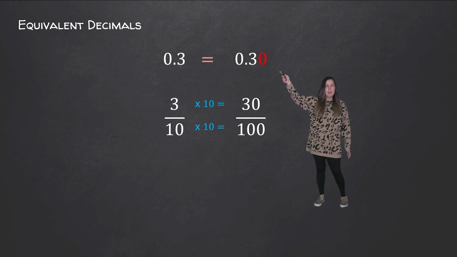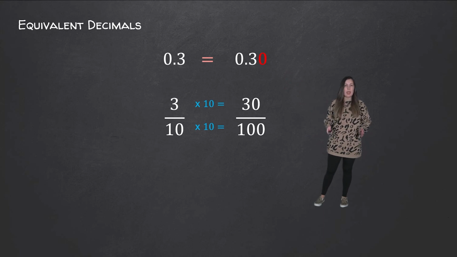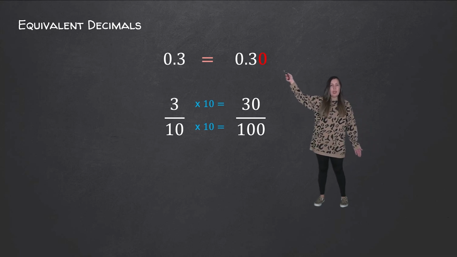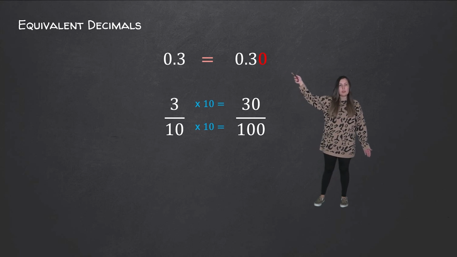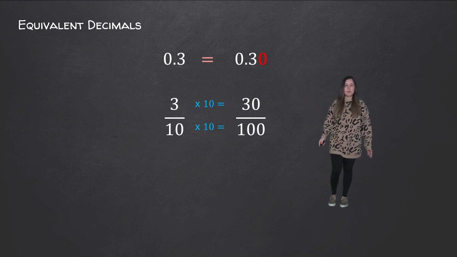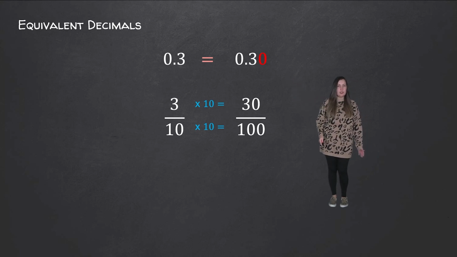Now, this could be useful sometimes when we're adding decimals, when we're subtracting decimals, when we're comparing decimals. The 0 can be useful as a place value holder or used to help us compare decimals. But just know that these two are equivalent to each other.